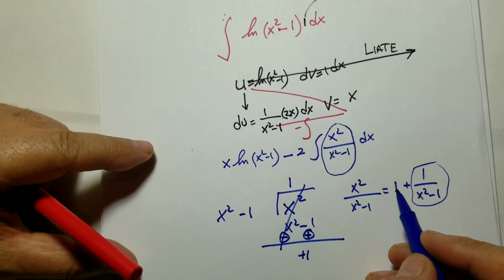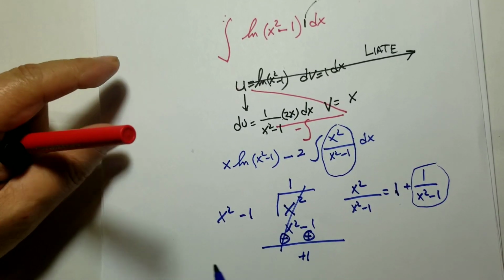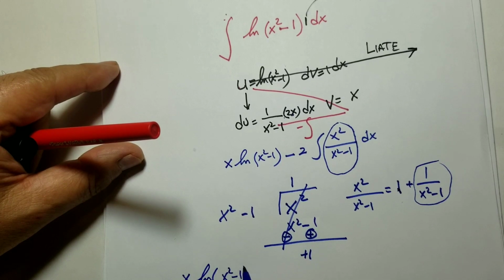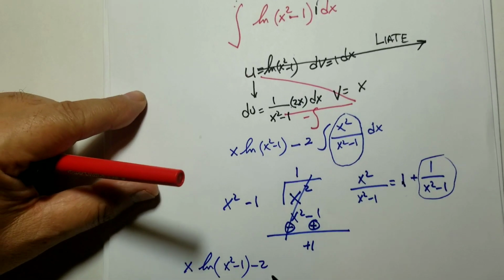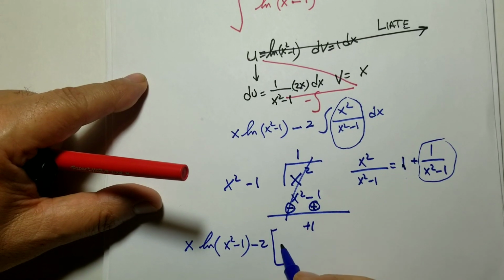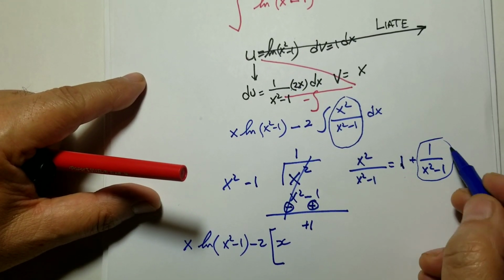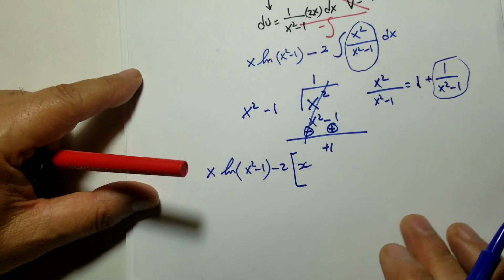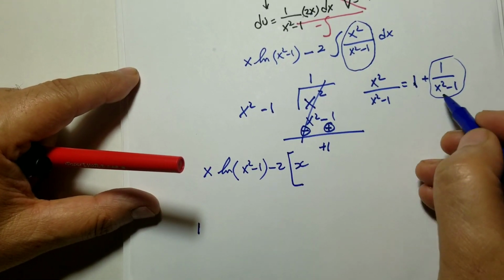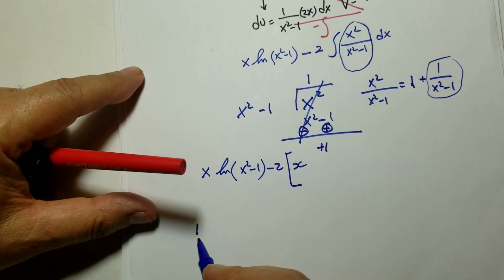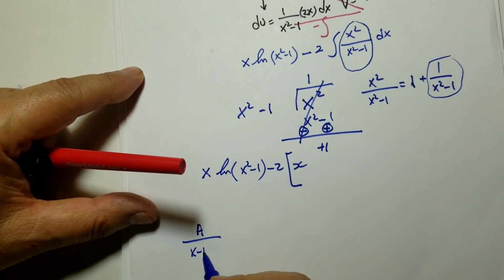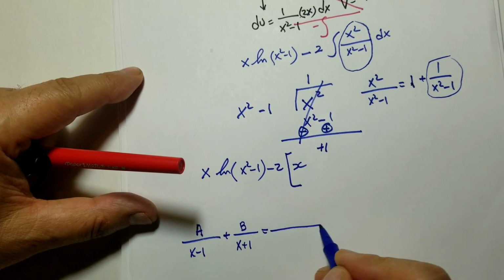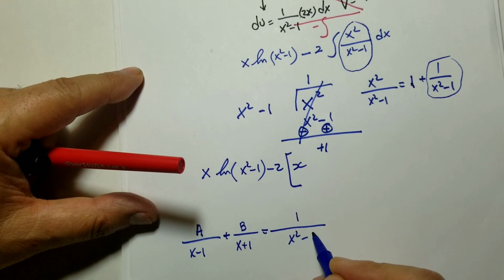Okay, but I'm integrating that one, and this one is x. Therefore, my answer is x natural log of the quantity x squared minus 1, minus 2 times the bracket, this is x. But I'm going to go inside and do partial fraction decomposition, integrate it, and bring it right here. The factors of the bottom are x minus 1 and x plus 1. Therefore, I put A over x minus 1 plus B over x plus 1. That has to become equal to 1 over x squared minus 1.